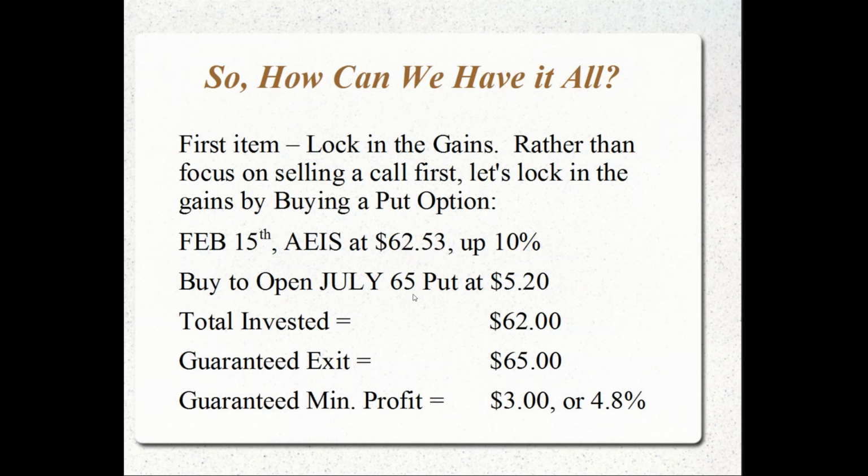At that time, I could have opened a July 65 put at 520. Why the July put? Well, this not only gives me the advantage. Those of you who are buying calls know that when you buy a call option, if you buy it 2, 3, or 4 months out in time, you're not spending 4 times the cost of the near-term options, the 1 month out, the 2 week out, for example.